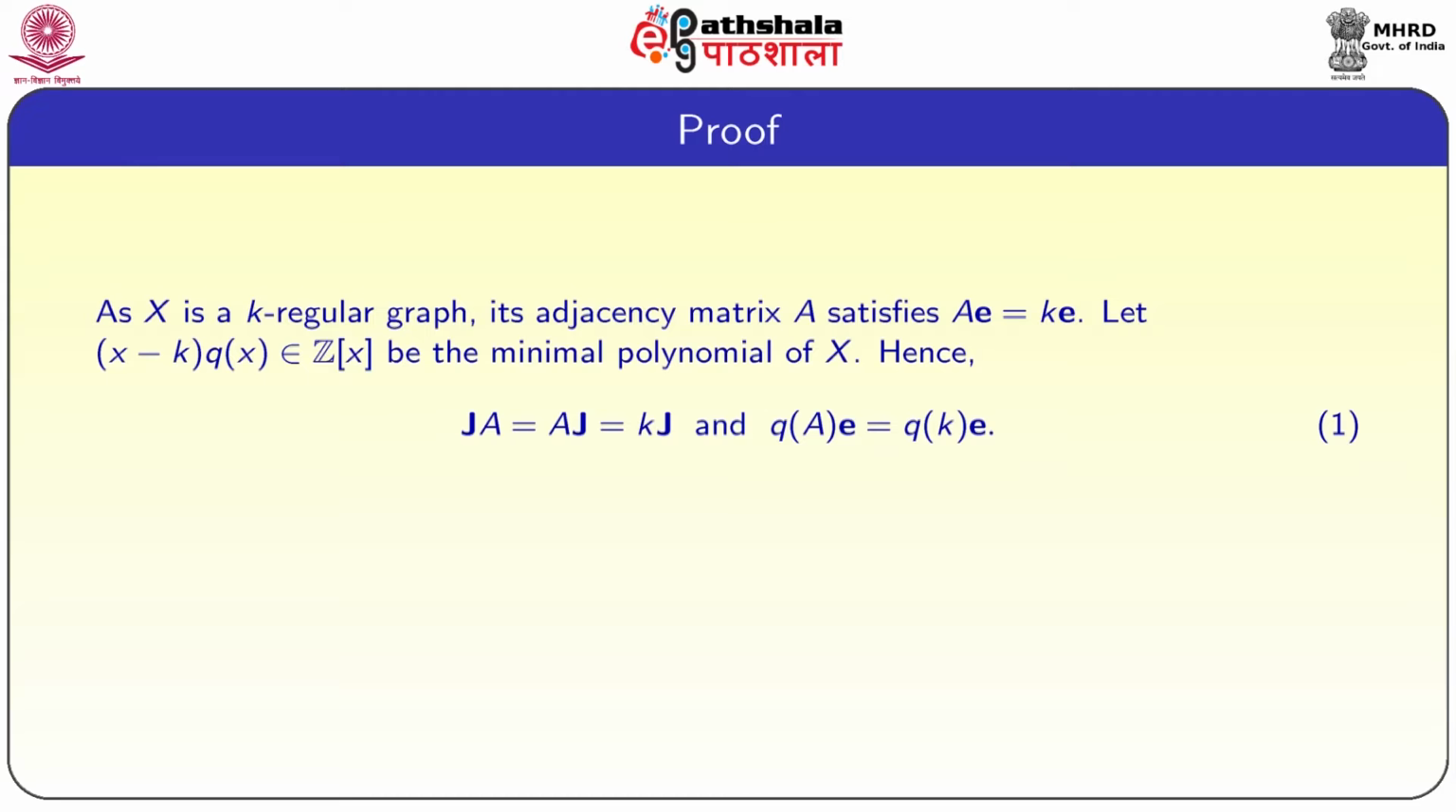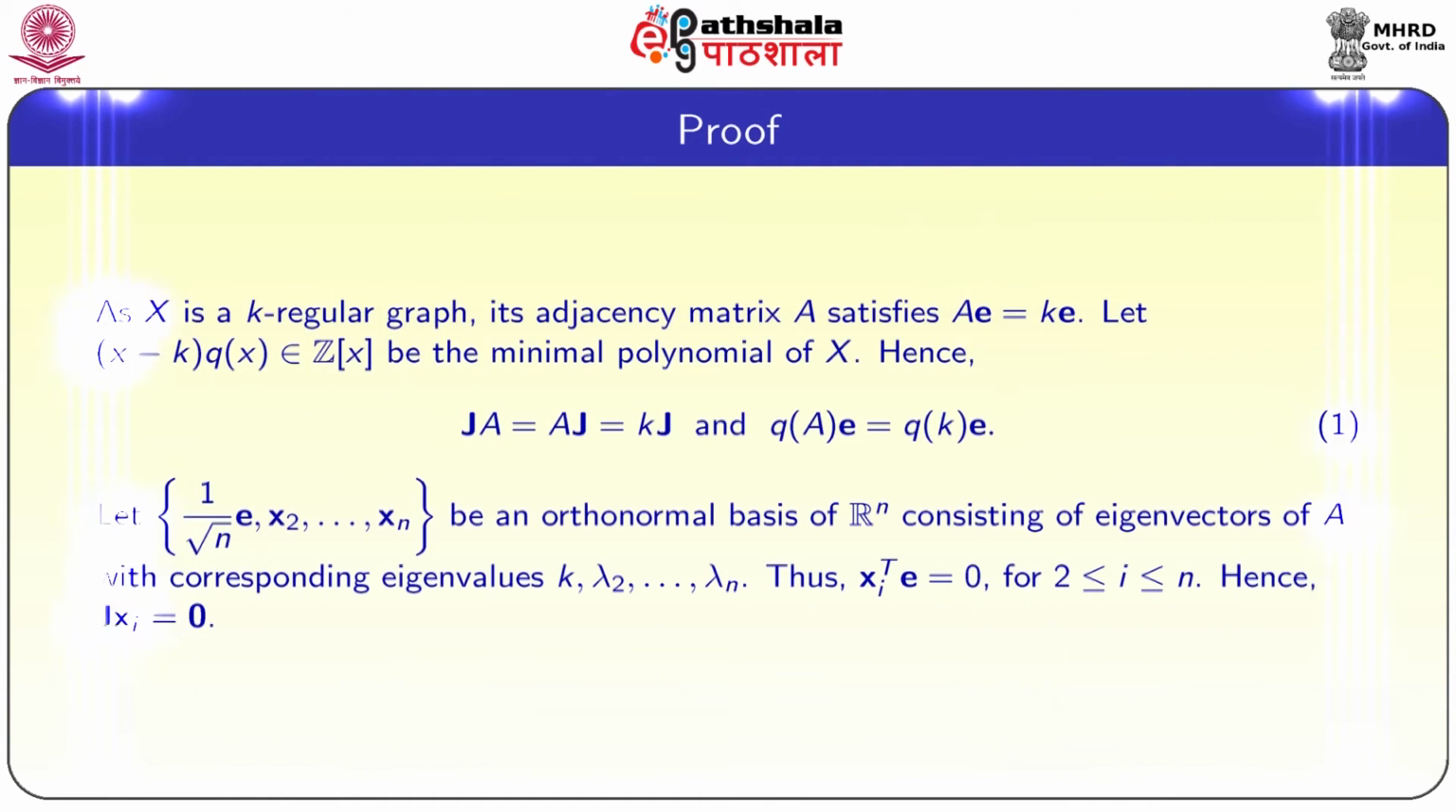As we know that the eigenvectors of A and q of A are the same, take the vectors 1 by root n times e, x2, and so on up to xn, as an orthonormal basis of R^n consisting of eigenvectors of A with corresponding eigenvalues k, lambda 2, and so on up to lambda n. Thus, xi transpose times e is equal to 0 for 2 less than or equal to i less than or equal to n. Hence, J xi is equal to 0.